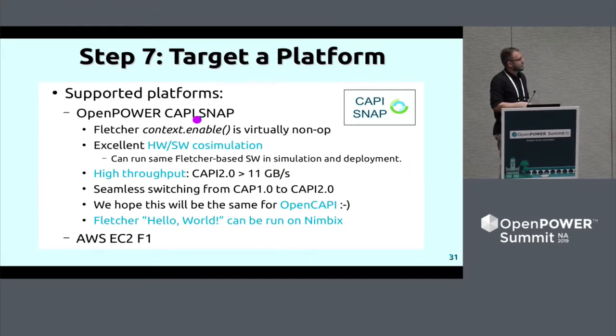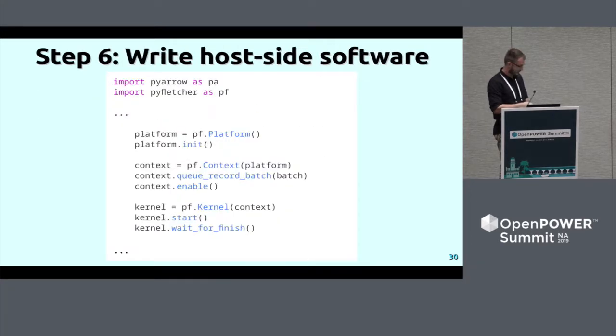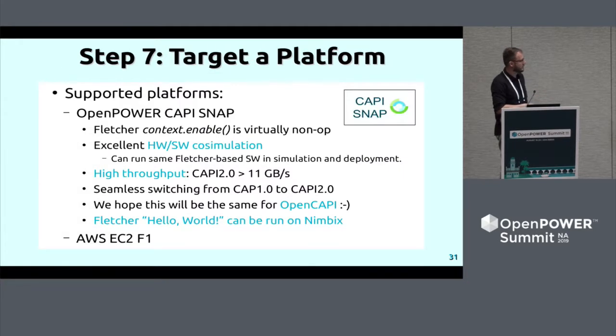And then eventually you can target the platform, right? So we have support for OpenPOWER CAPI SNAP. For this platform, the context enable that we just saw on the previous slide, let me show it to you one more time, is when normally there's going to be some data transfer. So we're going to transfer all the Arrow buffers to the onboard memory of the FPGA accelerator card. But for SNAP, because it's using CAPI, we don't have to do anything. We just pass a few addresses, and then the FPGA can access the buffers on those addresses.